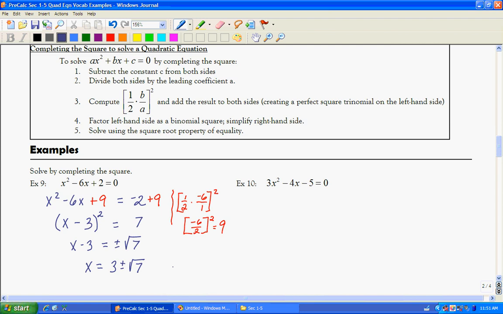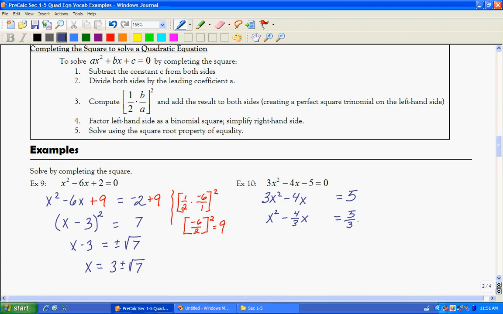Okay, let's take a look at number 10. This time we have a leading coefficient, so we're going to have to look at that step number 2 in more detail. So step number 1, subtract c from both sides. So we're going to add 5. So we end up with 3x squared minus 4x, and we'll leave that space, is equal to 5. We do have an a value of 3, so we're going to have to divide everything by 3. So we have x squared minus 4/3 x is equal to 5/3.